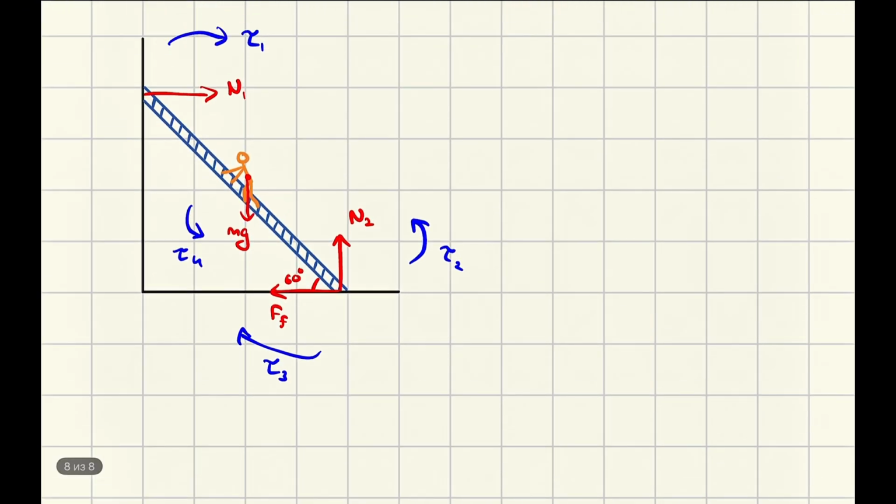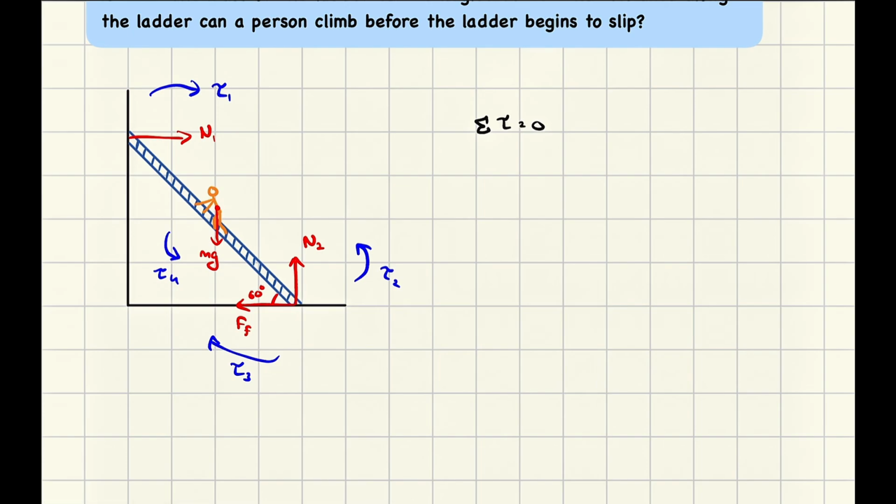So we definitely can say what? The sum of torques equals 0 because it is not being rotated. This torque 1 is positive and torque 3 is positive because they are trying to rotate clockwise, and torque 4 is minus, torque 2 is minus, because those two are trying to rotate our ladder counterclockwise. They are trying to oppose torque 1 and torque 3.